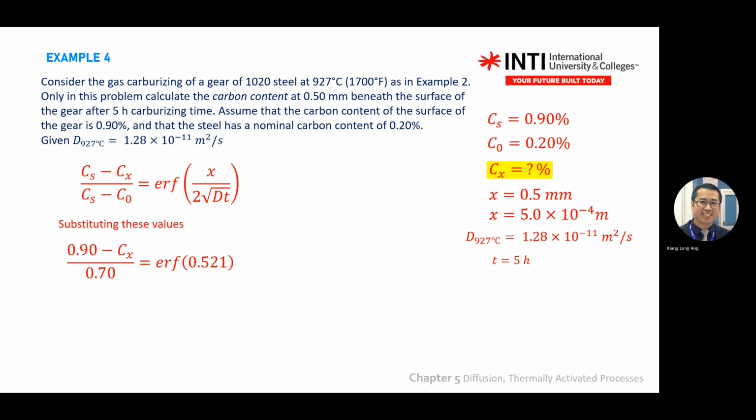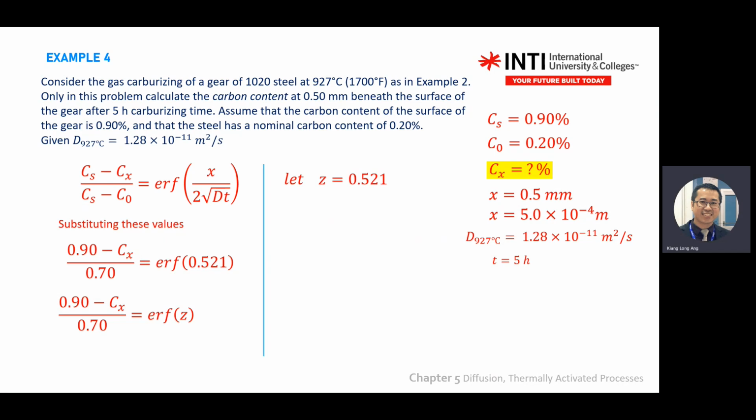So you have ERF 0.521. From the table, you can either find Z or you can find ERF, right? So replace the constant value 0.52 as your Z. So let Z equal 0.521.